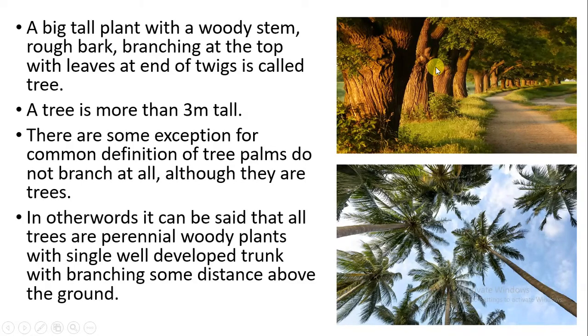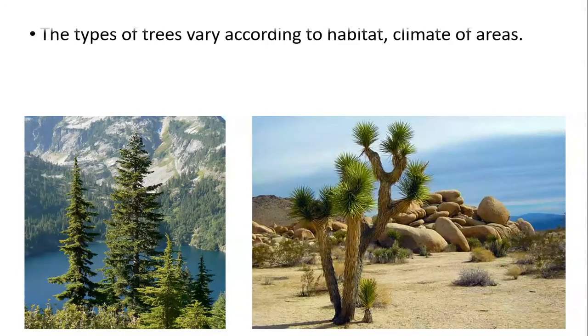but when we talk about the general characters of a tree, they do have branching. In other words, all trees are perennial woody plants with a single well developed trunk. Here you can see the single well developed trunk with branching at some distance above the ground. So there is always branching at some distance above the ground in trees.